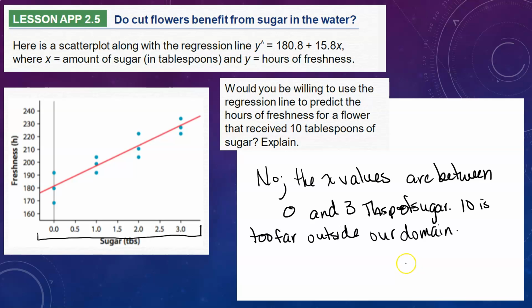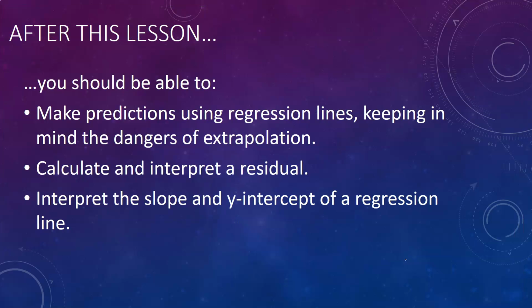Maybe that much sugar becomes harmful after a while. There is probably a point where too much sugar is bad for these flowers. We would need to do more testing to figure out if 10 tablespoons is a reasonable amount of sugar. So no, I would not be willing to use the regression line to predict the hours of freshness for a flower. I could, but I think it would likely be unrealistic. Probably the flowers won't last as long as that will show.